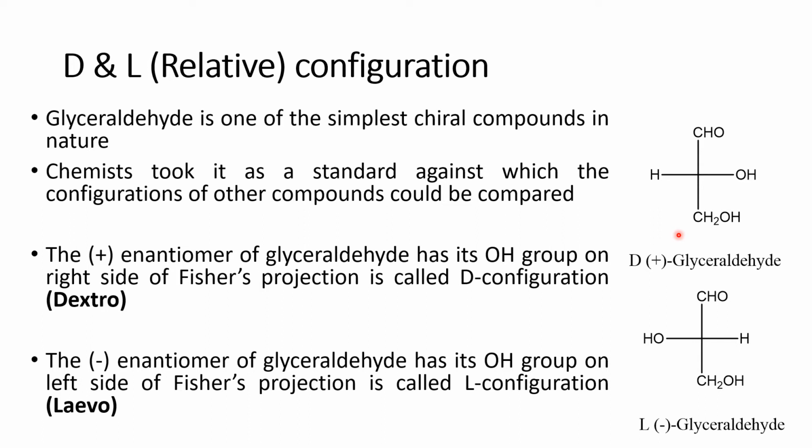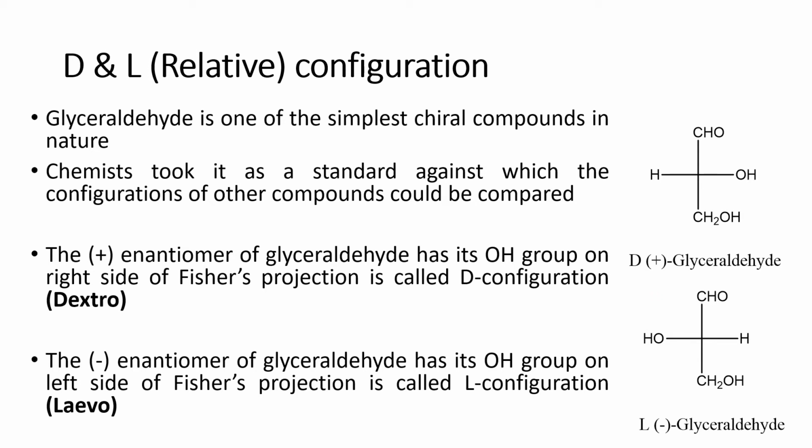They gave the name D to this compound. That means dextro, or the right side. The OH group is on the right side. So whenever the glyceraldehyde has the OH group, that is the functional group, on the right side, it is called D. If it is on the left side, it is called L. So in glyceraldehyde, if the OH group is on the left side of the Fischer projection, it is called the L configuration, whereas if it is on the right side, it is called the D configuration. This is what they have given for glyceraldehyde.